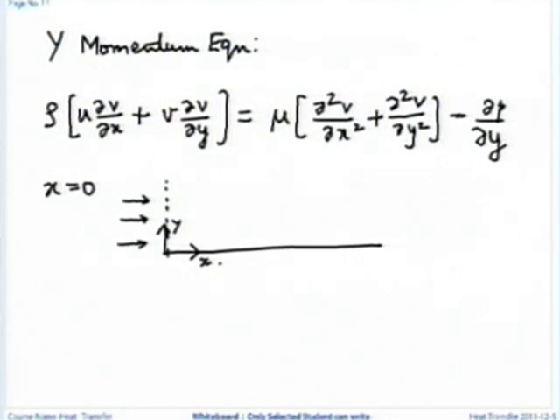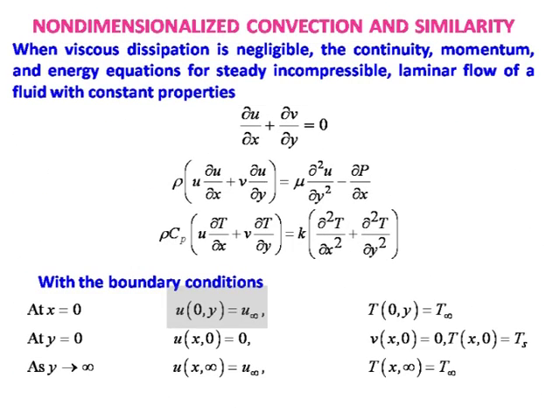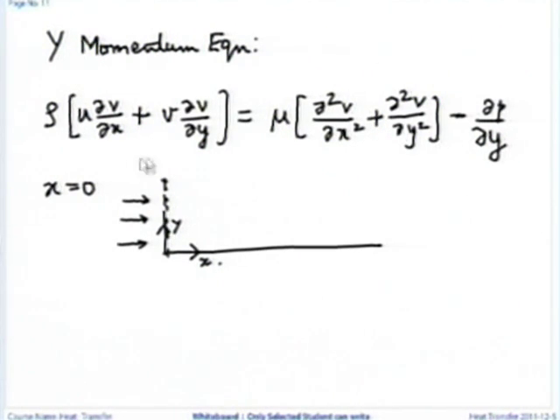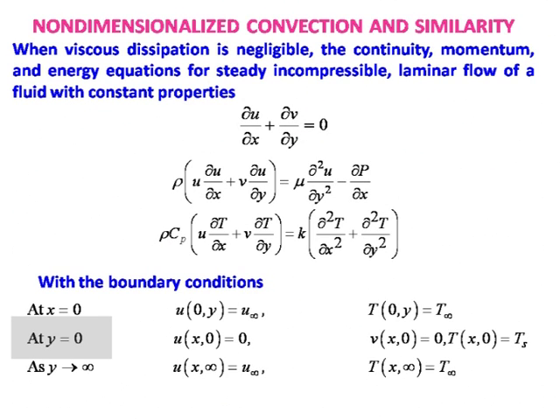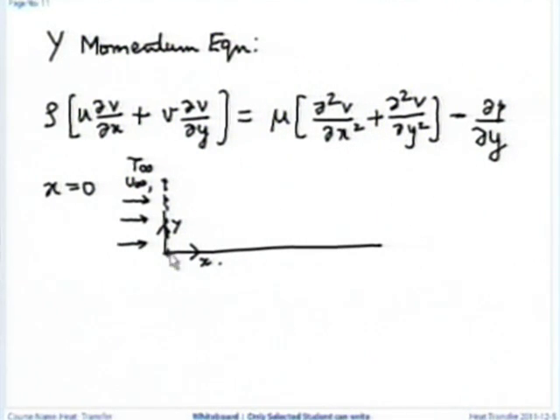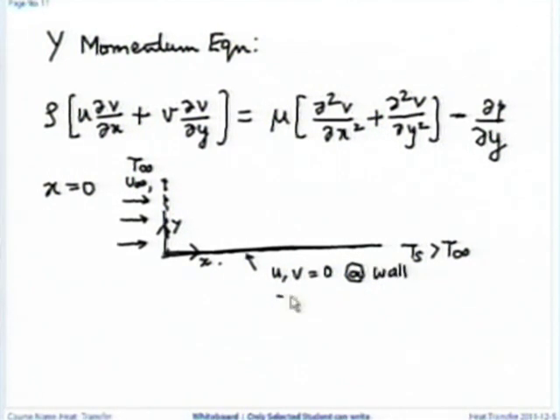When the flow has just come into the region of interest, velocity u at all y's is u infinity, the free stream velocity. Temperature at x equal to 0 for all y's is T infinity. So this fluid has not started to flow over the flat plate, it is just coming into that region of interest. Second, y equal to 0 represents the flat plate surface, the x axis. This is the no slip condition, u is 0, v is 0, and temperature at y equal to 0 for all x is equal to the surface temperature. So for this surface, if T s is greater than T infinity, velocities u and v are both equal to 0 at the wall and T is equal to T s.